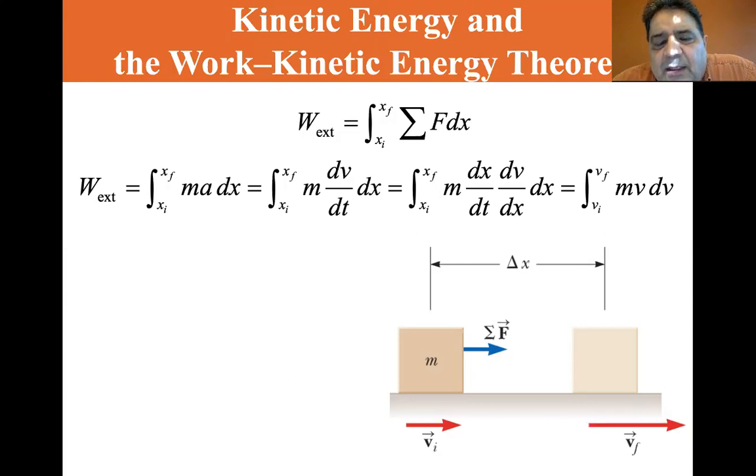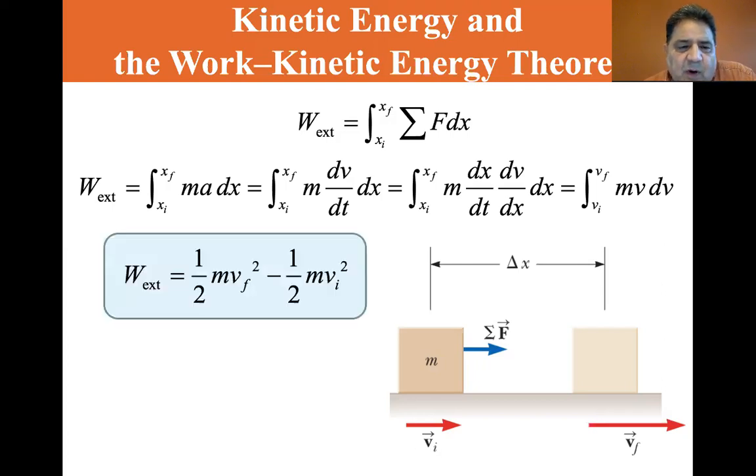So as we proceed down this equation, we can see that the acceleration is dv over dt, and of course velocity is dx over dt. So that's equal to the integral from the initial velocity to the final velocity of mv dv. So the work is equal to 1/2 m v final squared minus 1/2 m v initial squared.